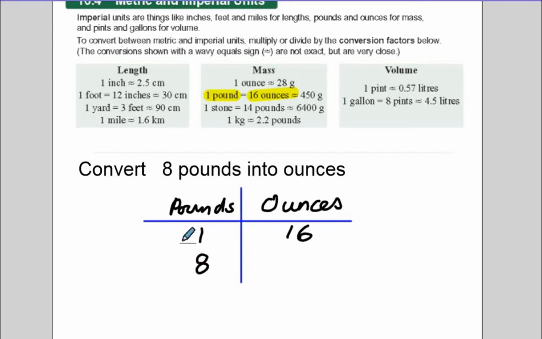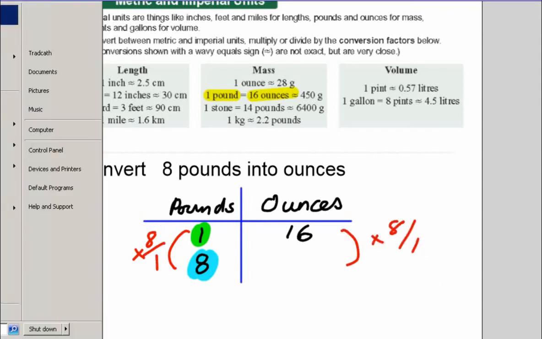So let's go through this. What do you times 1 by and turn it into 8? Remember what we do? It's the new number over the old number. It's a bit easier in this instance. So it's going to be 8, the new number, pounds, over the old number. And then you do exactly the same to the other side. You get your calculator out.